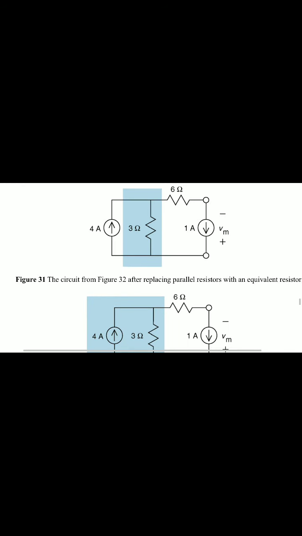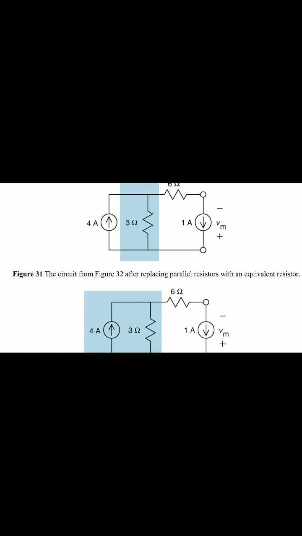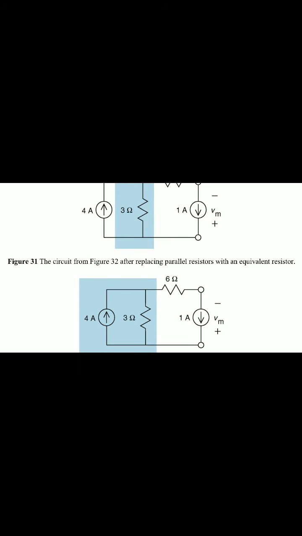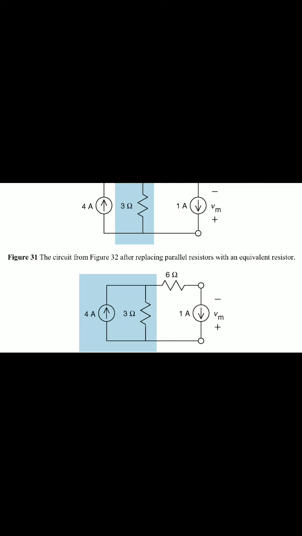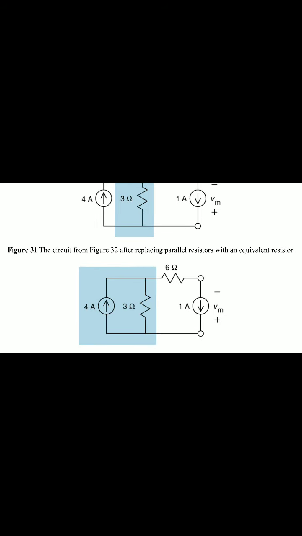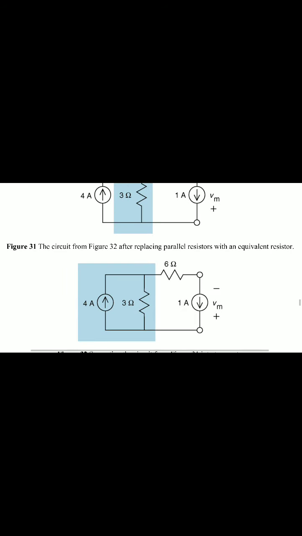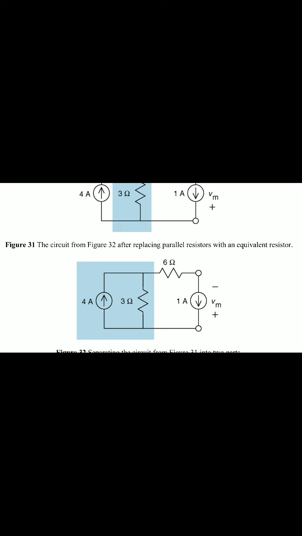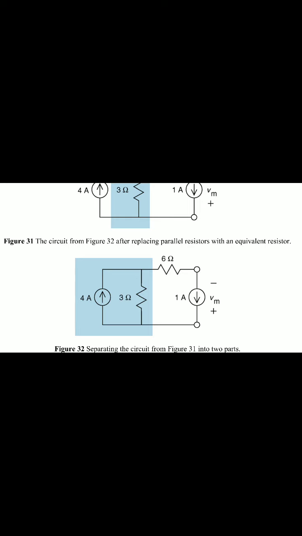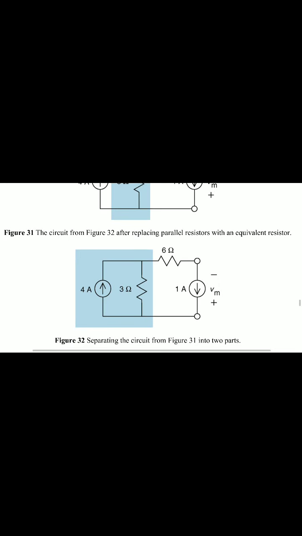Figure 31, the circuit from figure 30, after replacing parallel resistors with an equivalent resistor. See here 4 amps and 3 ohms, that is 4 into 3, that is 12 volts, that is in series with a resistance of 3 ohms, and the 6 ohms, 1 amp, and the meter Vm is as it is.